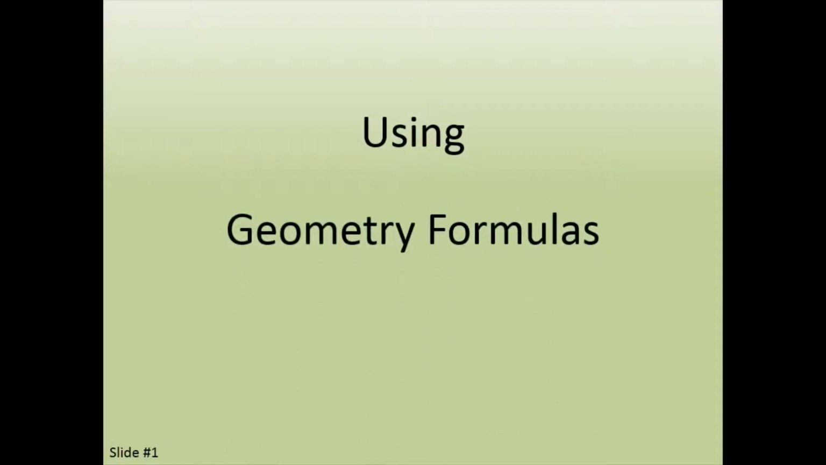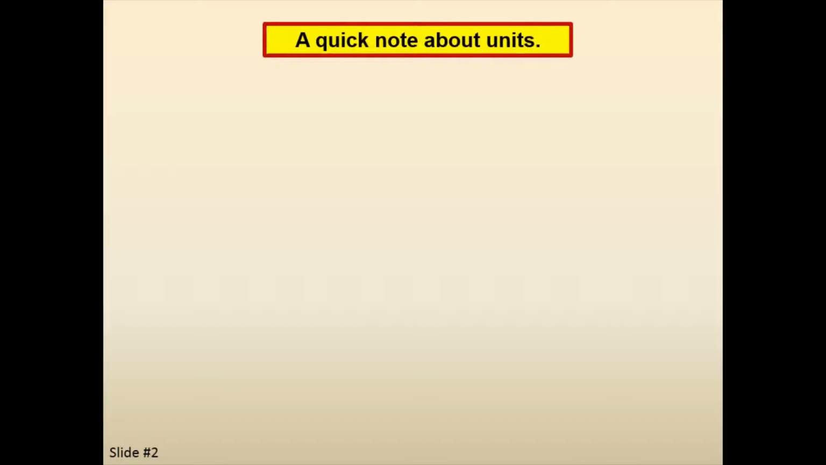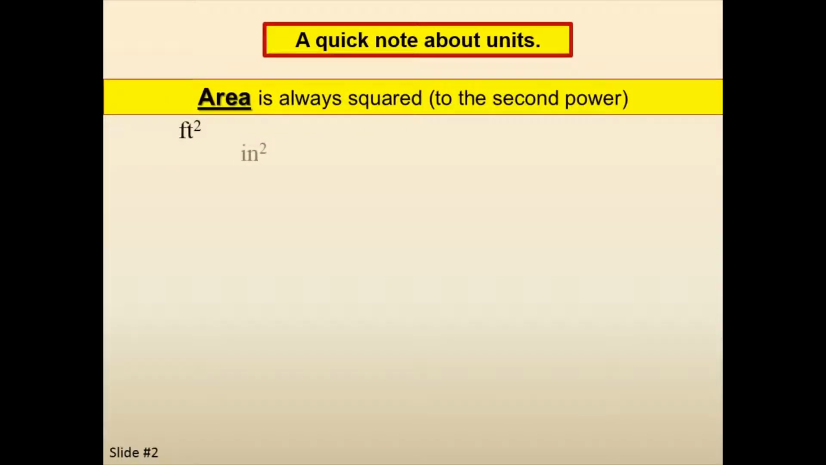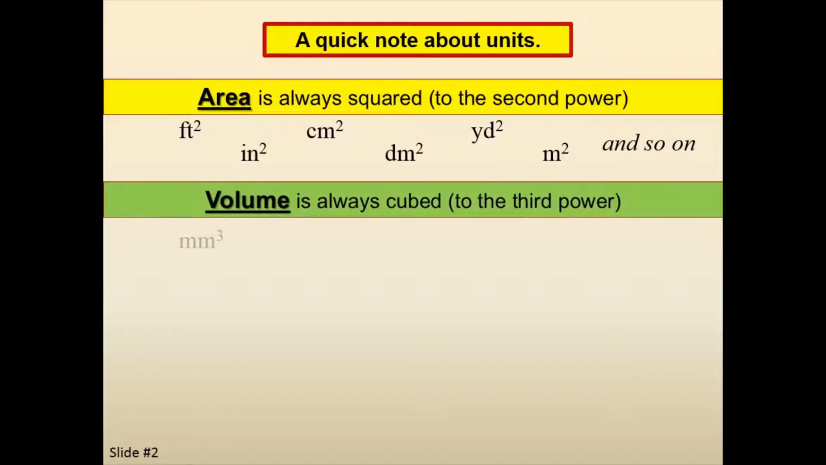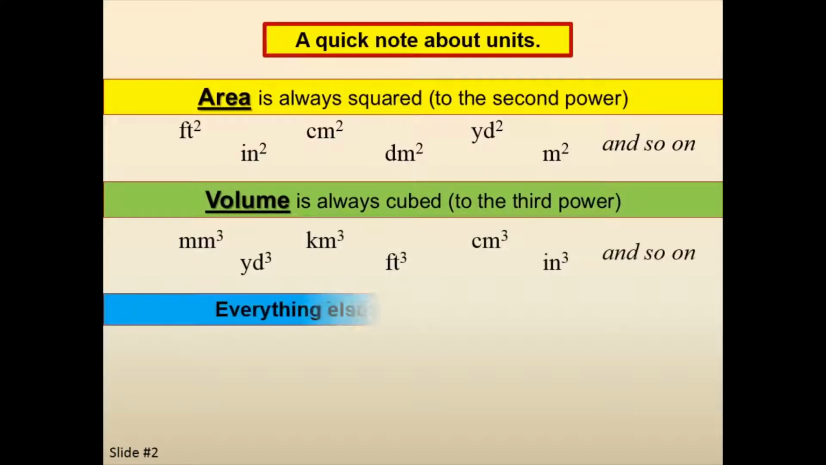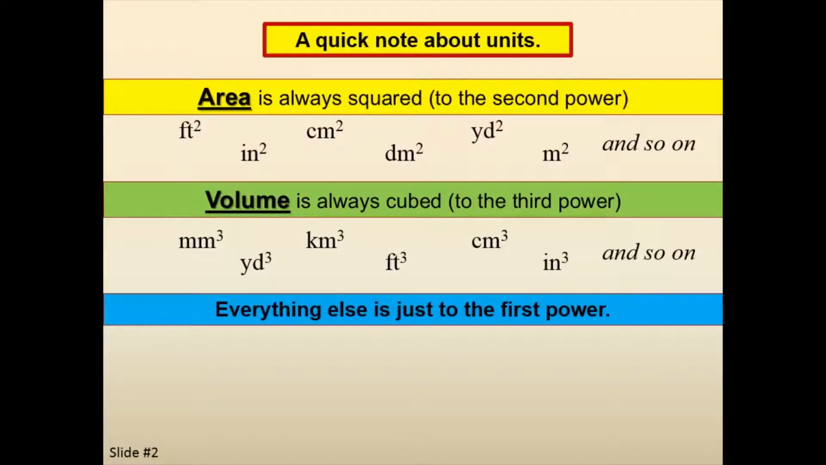Using geometry formulas. A quick note about units. Area is always squared, to the second power, so feet squared, inches squared, centimeters squared, and so on. Volume is always cubed, or to the third power. Everything else is just to the first power.